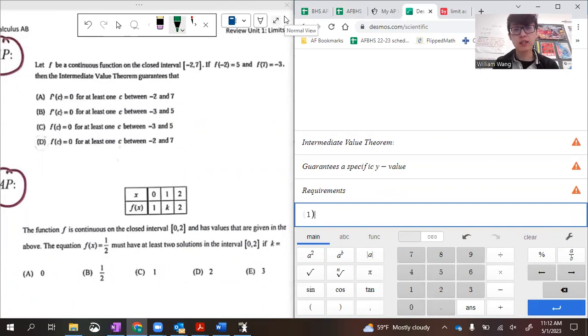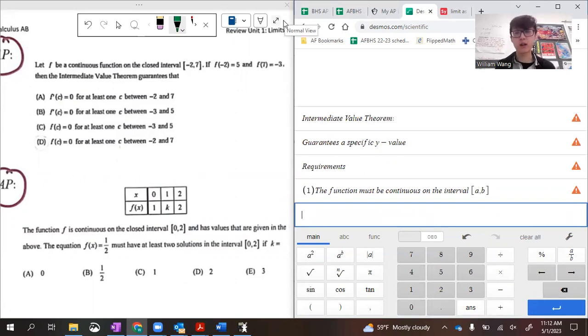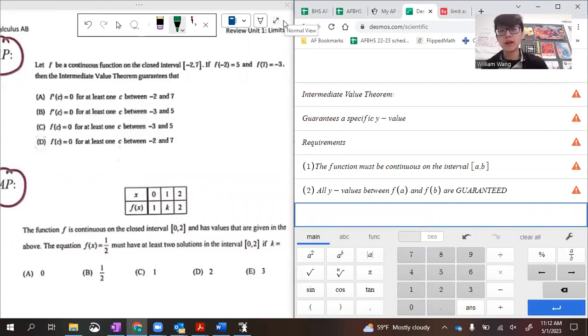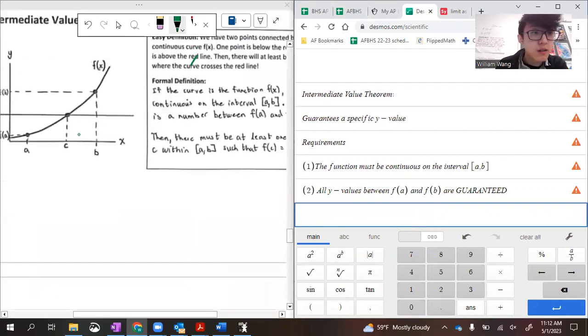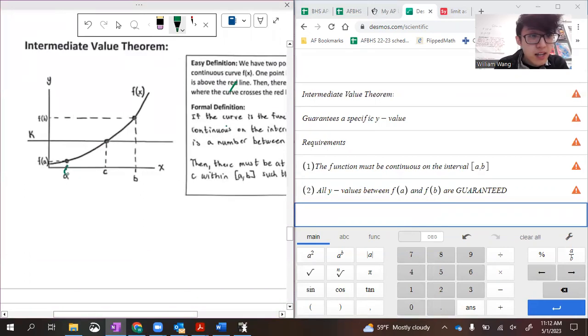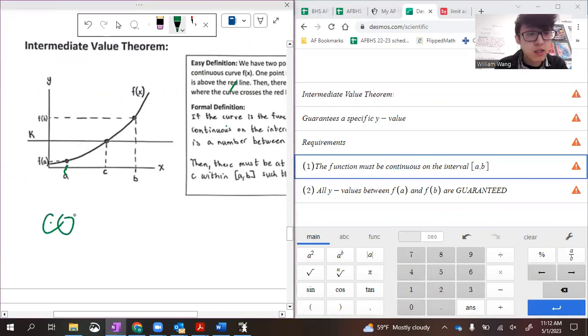Requirement 1 is that the function must be continuous on the interval a to b, right? If the function is continuous on the interval a to b, that means all y values between, right, between when I plug in a and b, so f of a, which is a y value, and f of b are guaranteed. So basically what this is saying, if you look at the graph here, my function is continuous, first of all, so it has to be continuous. So continuous, you must establish that.